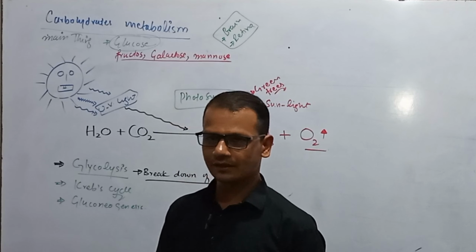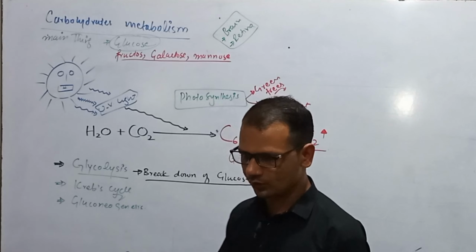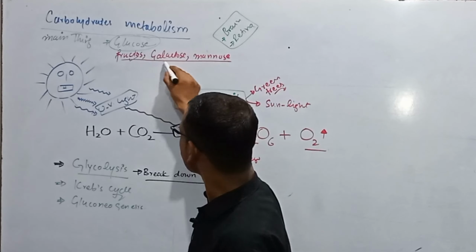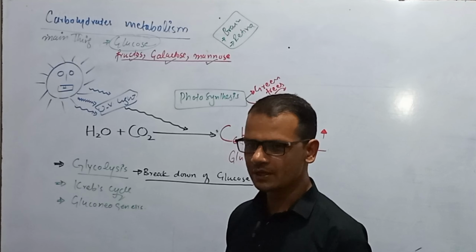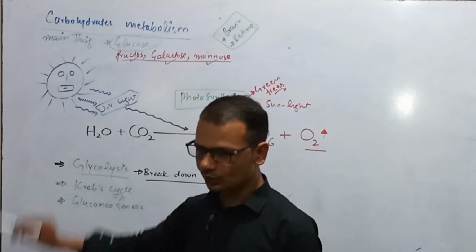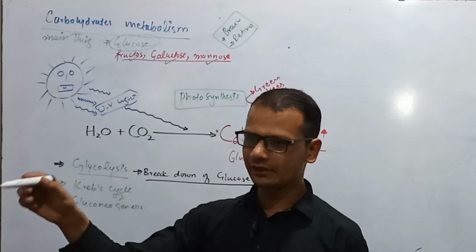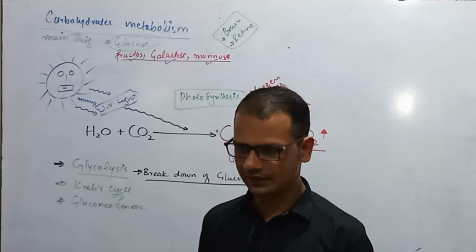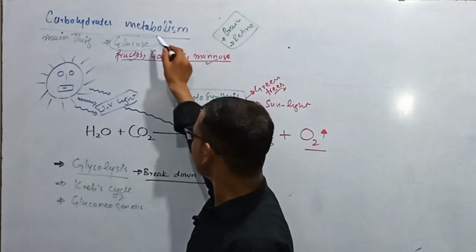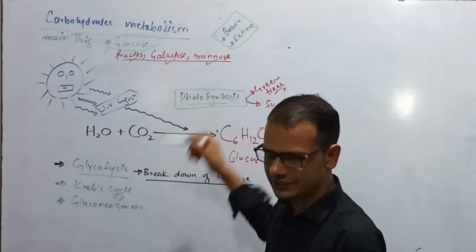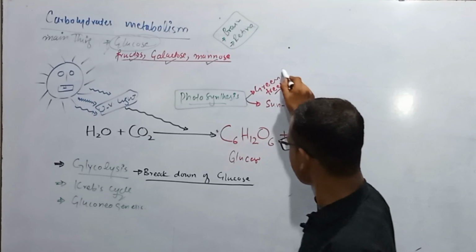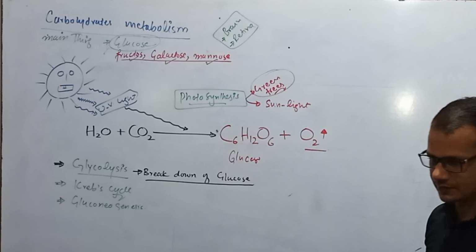The other monosaccharides which are important in our body are fructose, galactose, and mannose. These are also monosaccharides. But first, the body will convert them into glucose, and then it will break down and energy will be released, right? From where does this glucose come? From the photosynthetic reaction, or photosynthesis. Photosynthesis takes place in green trees, right?